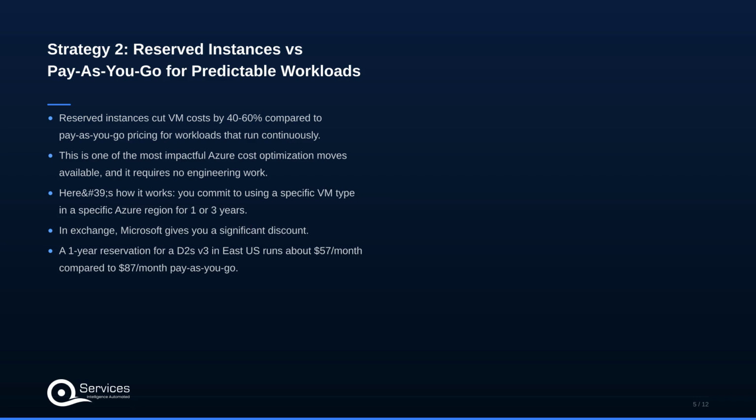A 1-year reservation for a D2S v3 in East US runs about $57 per month compared to $87 per month pay-as-you-go. A 3-year reservation drops it further to around $40 per month. For a startup running 5 such VMs continuously, the annual savings from 1-year reservations alone is roughly $1,800.